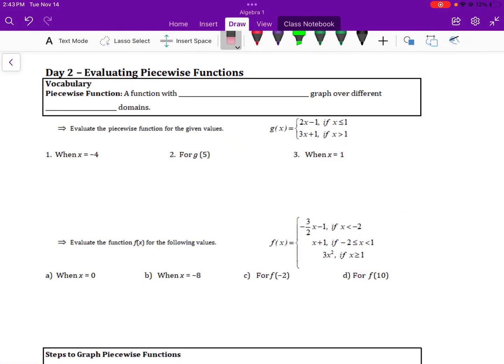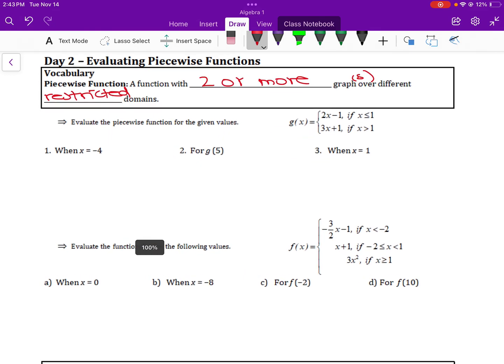Hi guys, today we're looking at piecewise functions and evaluating them specifically. So we say that piecewise functions are functions with two or more graphs over different restricted domains. There will be constraints on the domains.